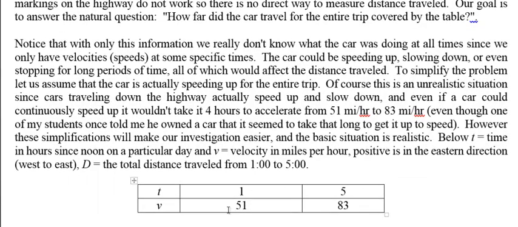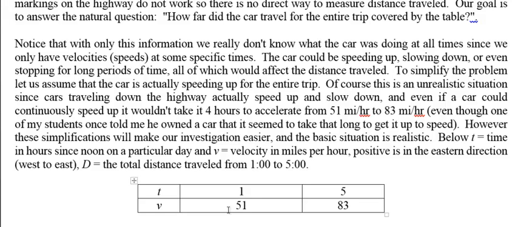So suppose we have this table down here at the bottom. We're given two times, t equals 1 and t equals 5, where t is the time in hours since noon on a particular day, and v is velocity. t will be in hours and v will be in miles per hour. So basically at 1 o'clock we look at our speedometer and we see that we're going 51 miles per hour. And at 5 o'clock we look at our speedometer and see that we're going 83 miles per hour. And we want to estimate how far we traveled in that time period from t equals 1 to t equals 5.